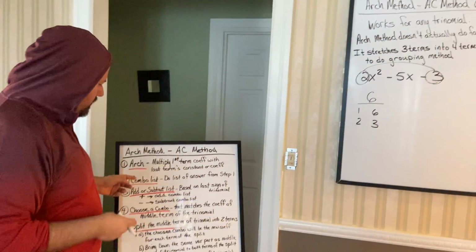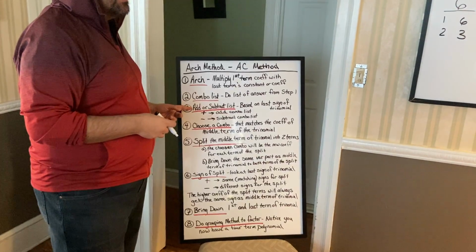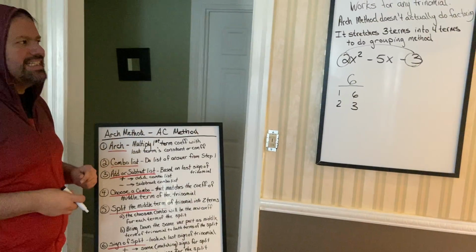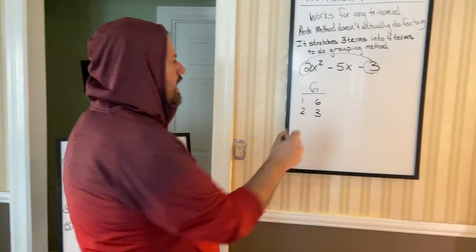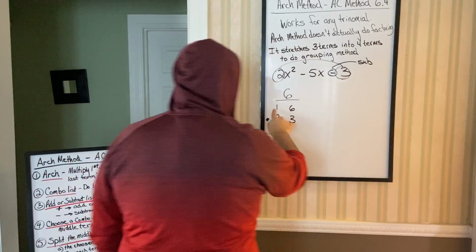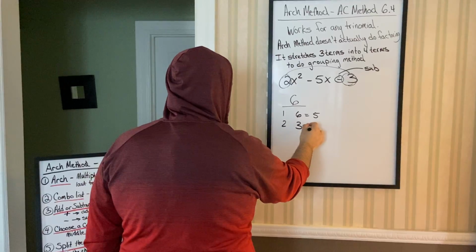Step 3 says once you do the combos list, we're either going to have to add or subtract that list. So look at the last sign of the trinomial. Notice the last sign is a minus sign. That means that we're going to subtract our list. So we got 1 and 6, and we got 2 and 3.